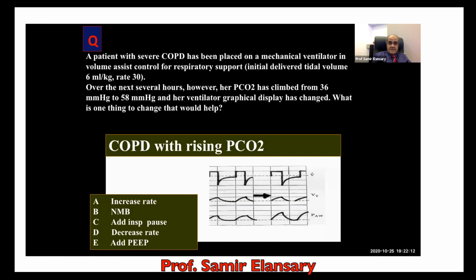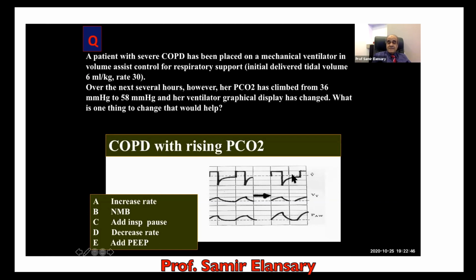If you look at the scalar waves here, the flow-time, volume-time and airway pressure-time, you will detect the problem. The problem here is a COPD patient with rising carbon dioxide pressure. What is the cause of this problem? You can see from the flow scalar wave that the expiratory flow is not going to the baseline at the end of expiration. And so there is dynamic hyperinflation in this patient due to COPD.